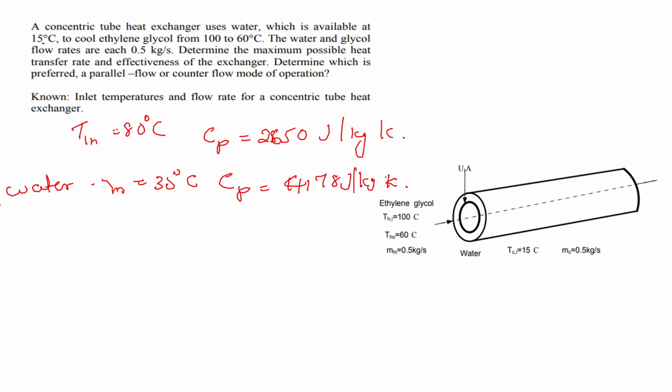Now what you have to use is C minimum. Water inlet, which is available at 15 degrees centigrade, water is at 15 degrees, not 30 degrees. Now you have to calculate the C value, so try to calculate first and let me know the answer.